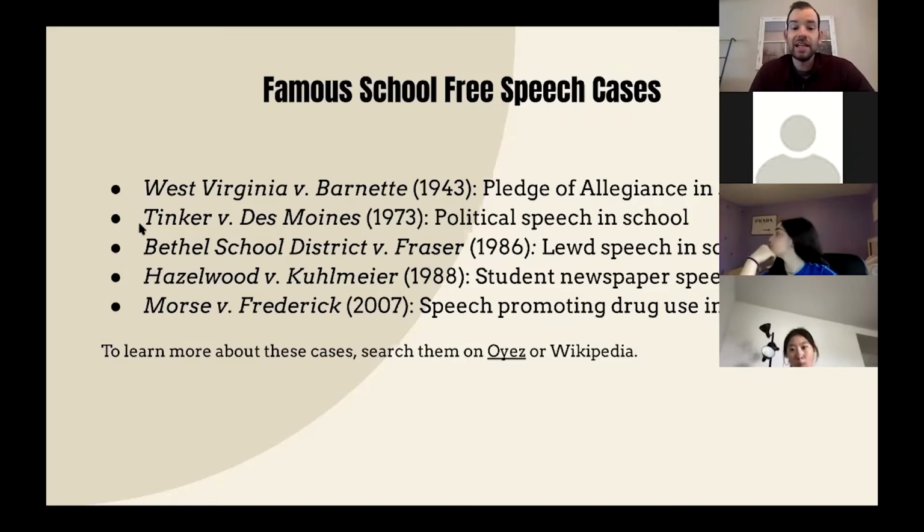1988, similar circumstance, Hazelwood v. Kuhlmeier. This is a case where a group of students that wrote for a student newspaper tried to publish two stories, one about divorce and one about teen pregnancy, which to us in 2021 might seem like fairly safe topics to discuss in a student newspaper, but 1988, not necessarily the case. And so the school prevented the newspaper article from being published. The students sued the school, again, claiming their First Amendment rights were violated.